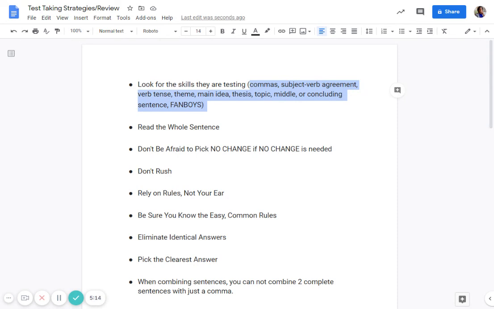Take the test seriously, okay? Take it seriously. This is for your grade. This is for your score. This is showing what you've learned and what it is we still need to teach you. That's it. Do your best and have a good day.